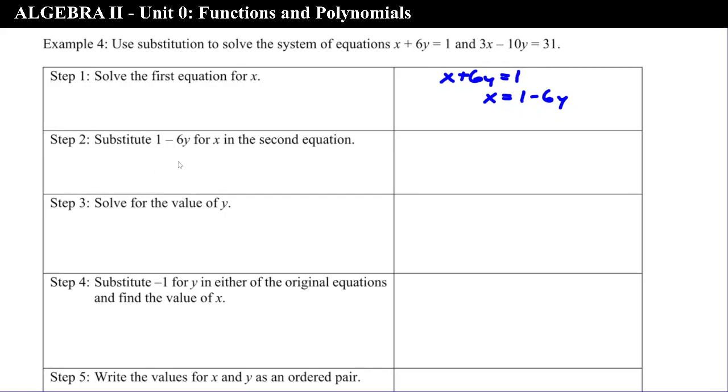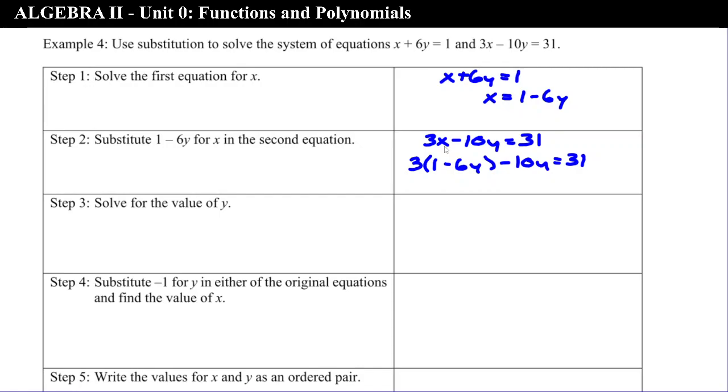So now, we're going to substitute 1 minus 6y for x in the second equation. So let's write down the second equation. 3x minus 10y equals 31. Okay, let's now take what we found for x and let's plug it in. All I did was plug what that value for x was in step 1. I just substituted it in for x in that second equation. And that's all we have to do for the second step.